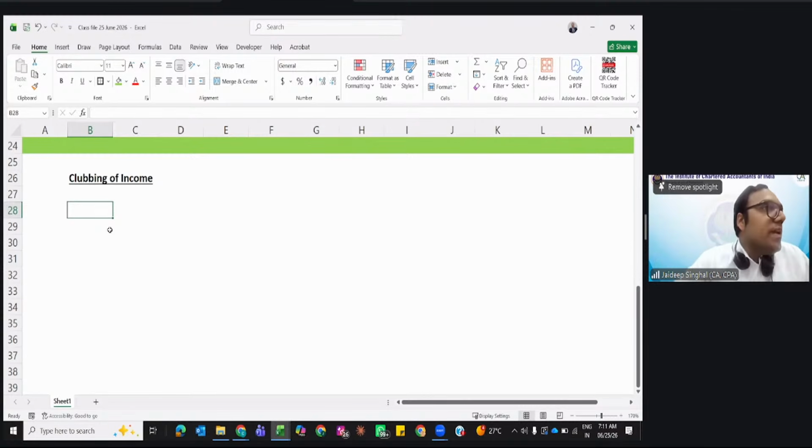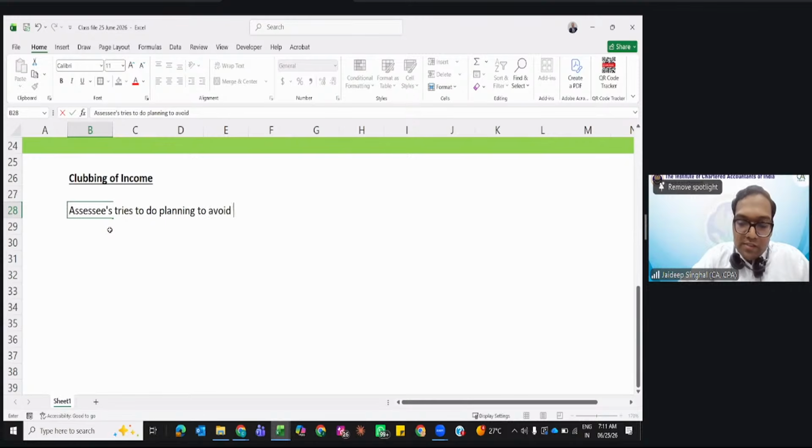Now, the topic: clubbing of income. Why is this topic required? Because assessees try to do planning to avoid taxes. So clubbing provisions are required.